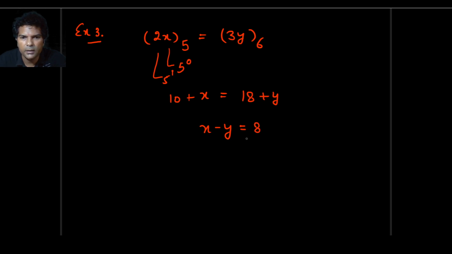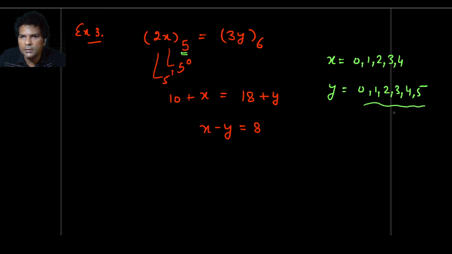This is the equation. So now just check here again. Because this is base 5, x can be 0, 1, 2, 3 and 4, correct? And y, because on the right hand side the base is 6, could be 0, 1, 2, 3, 4 and 5, correct? Here the total number of digits is 6, here the maximum count is 5. Clear?